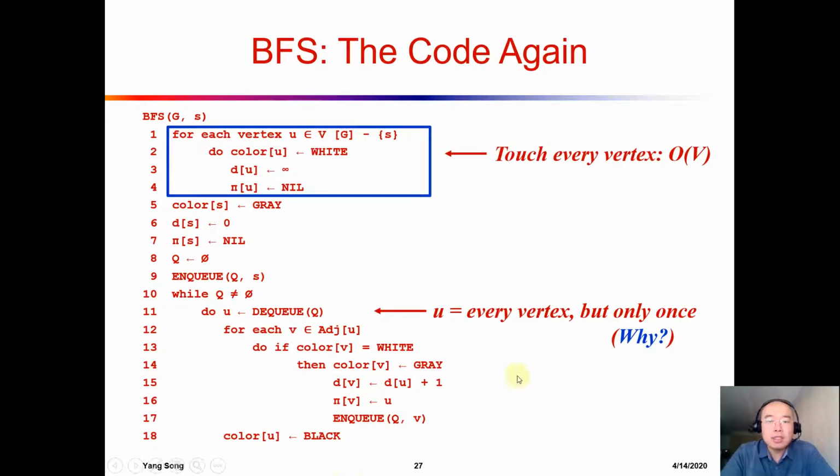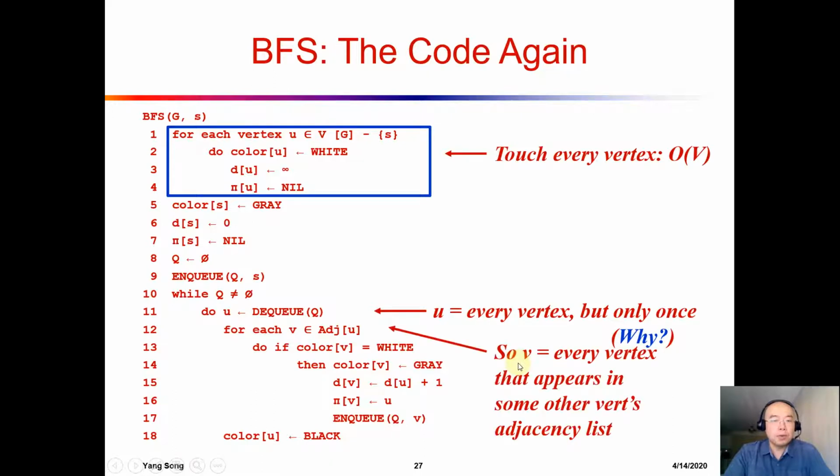So that's the reason I'm arguing that for the u, we will use the u to visit all the vertices, and for each of the vertex we will only visit that once. Okay, so the next one, how about the v? For the v, we will visit the v for every vertex that appears in some other vertex's adjacency list. Because for the current node u, and for each v in the adjacency list of u, we want to visit the v, right?